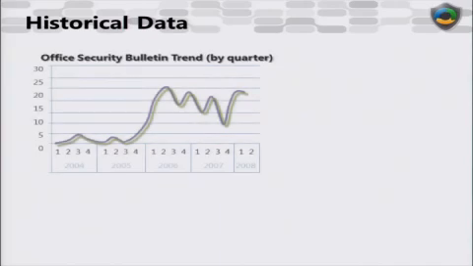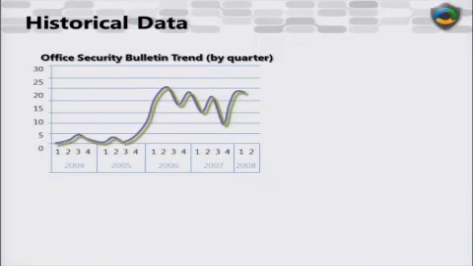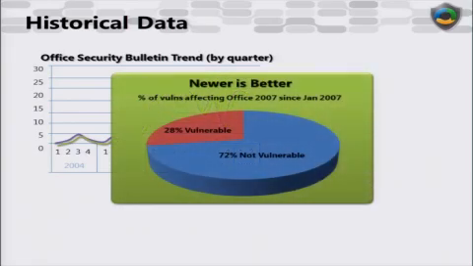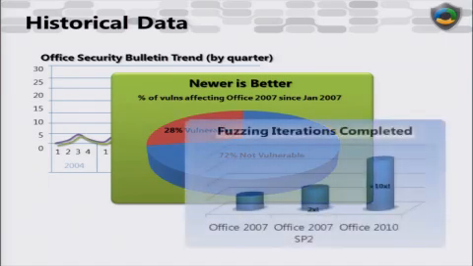Exactly. So if we look at historical data, the number of bulletins in Office has been climbing steadily since early 2006. People have been attacking Office more and more because it's ubiquitous, it's everywhere on everybody's desktop. Office documents are highly successful. Yes. So if we look at all those vulnerabilities, we can see that 72% of those attacks are not working on the newest version. So there are still 28% where it's working, and we want to shrink that even more. So that was the work we did over the last 2.5 years.